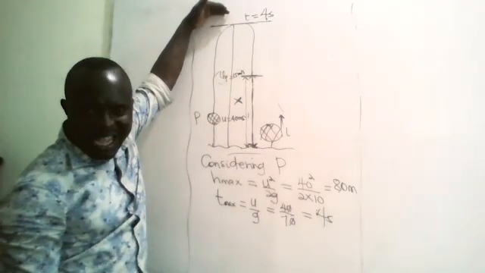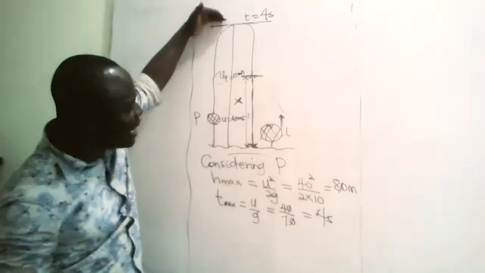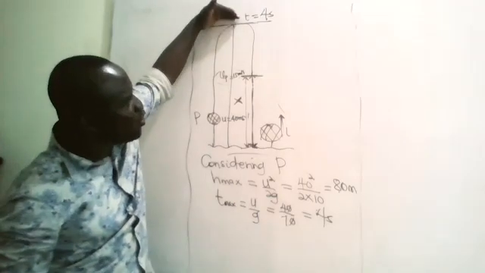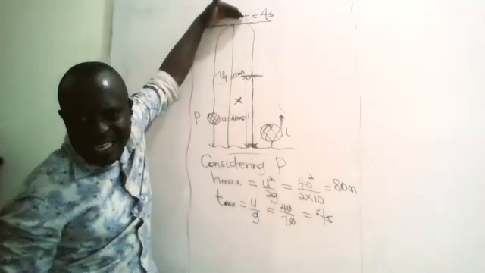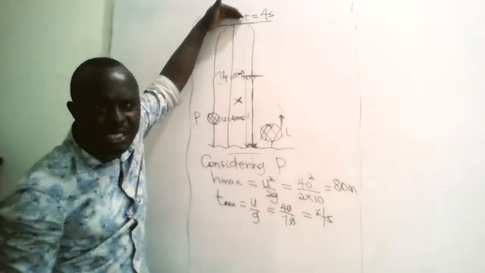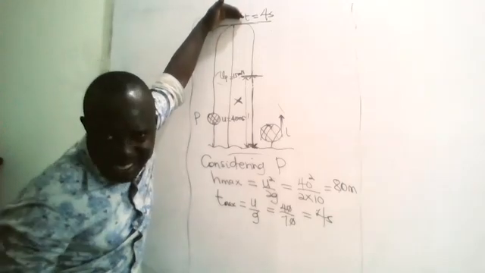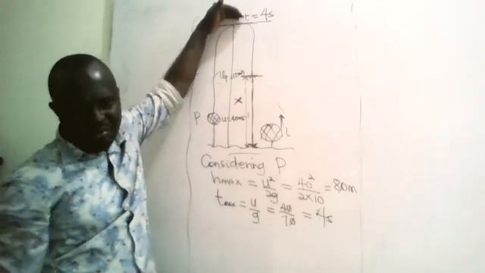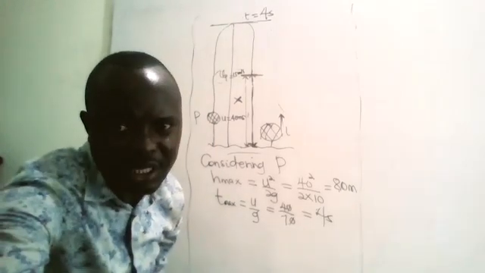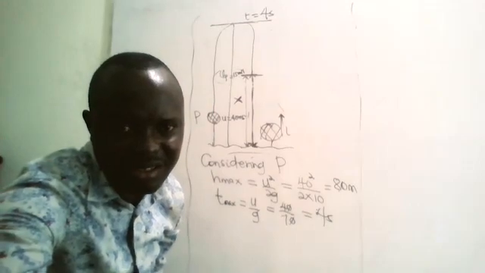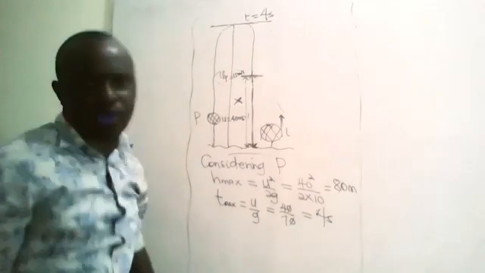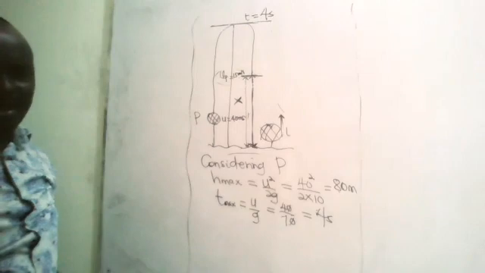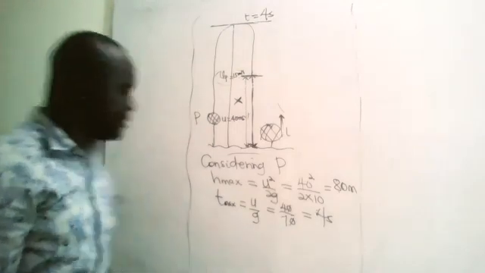Yes, please. At the point where Q is thrown, P is already at the maximum height, because the question says, and after 4 seconds, Q is thrown vertically upwards. If you have any question here, ask before I continue.